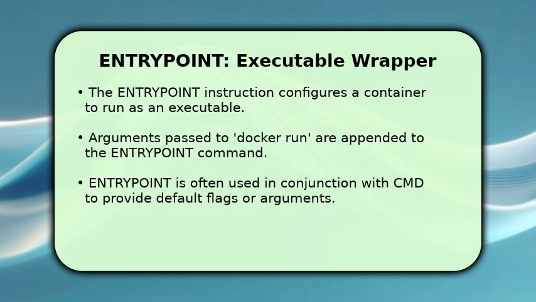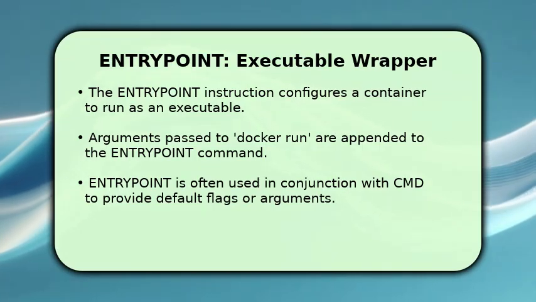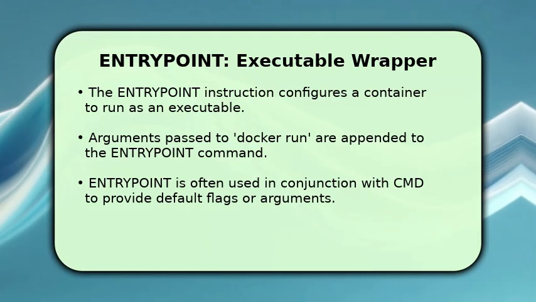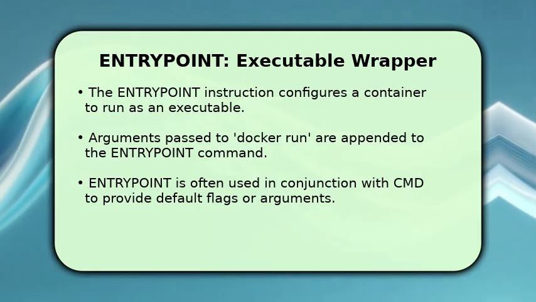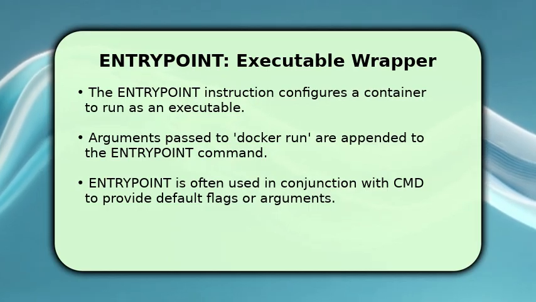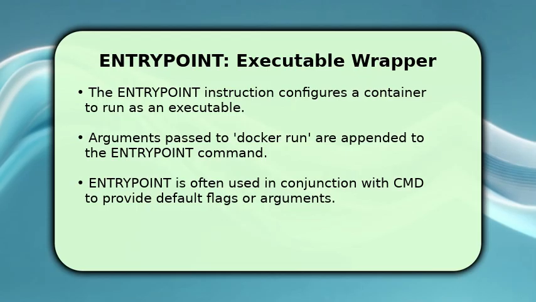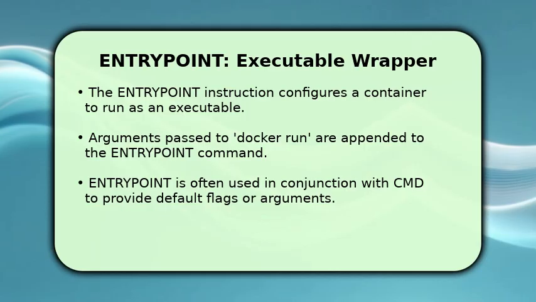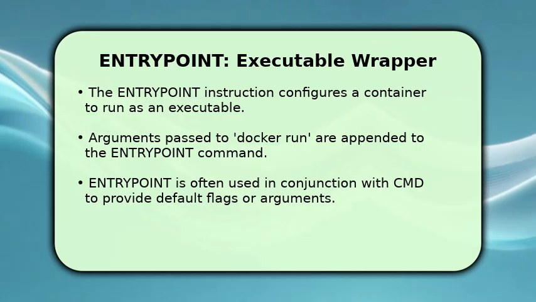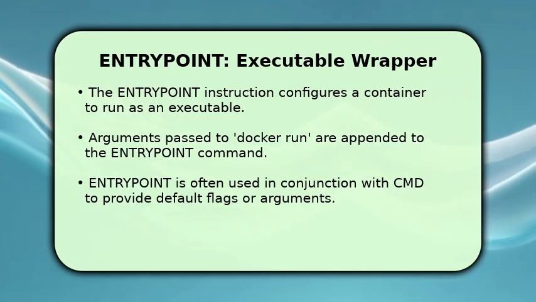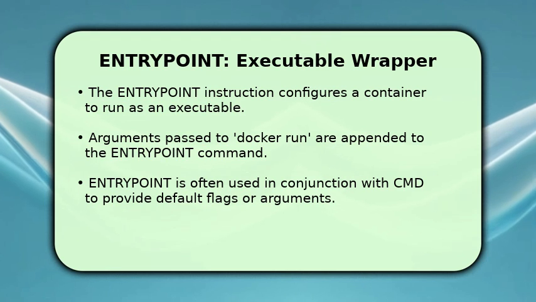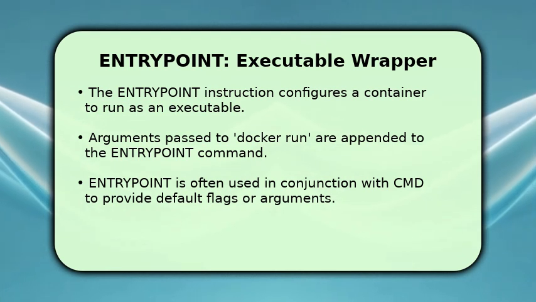Now, let's talk about Entrypoint. This instruction configures your container to run as an executable. Unlike CMD, arguments passed to Docker run are appended to the Entrypoint command rather than overriding it. This makes Entrypoint incredibly powerful for defining a consistent execution point for your container. It's frequently paired with CMD, where Entrypoint defines the main executable, and CMD provides default arguments to that executable. This setup ensures your container always runs a specific command, behaving like a reliable application.